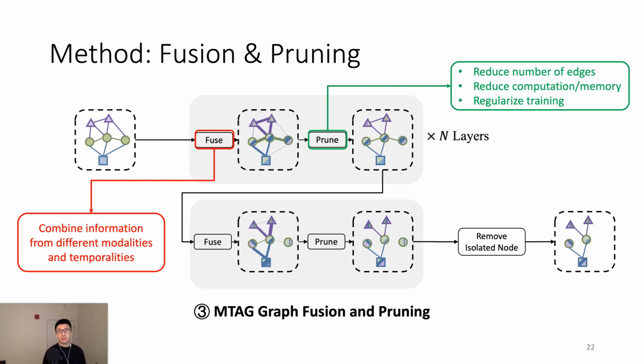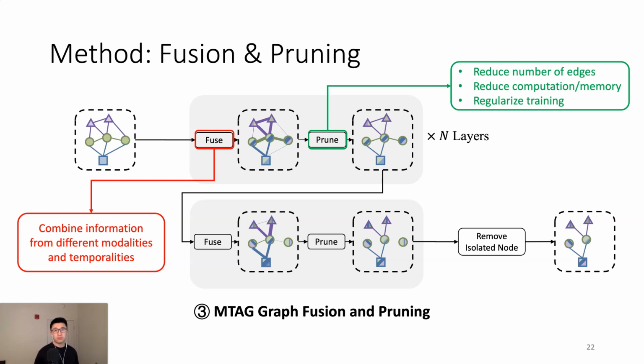And after we constructed the nodes and the edges, we have a complete graph. And then the next step is to do fusion and pruning, to learn interactions between these nodes. On a high level, we combine this fusion and prune operation into one layer, and then we would have n layers of such combination in our architecture, where n is a hyperparameter.